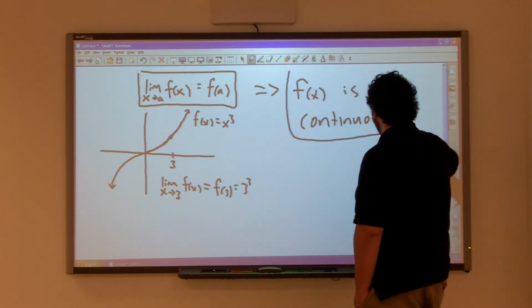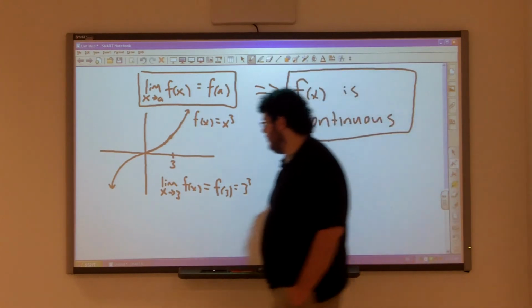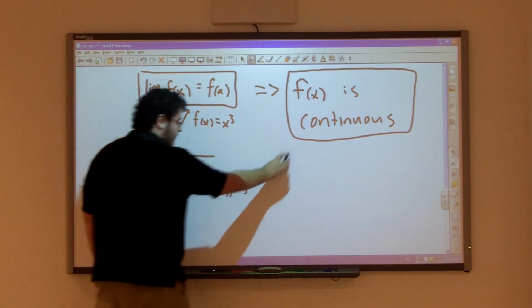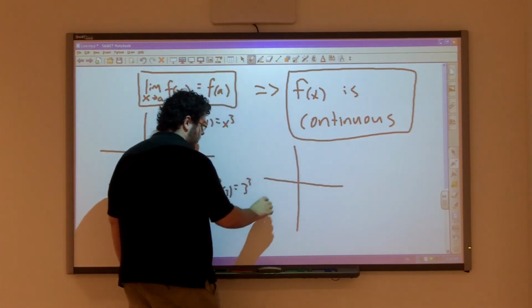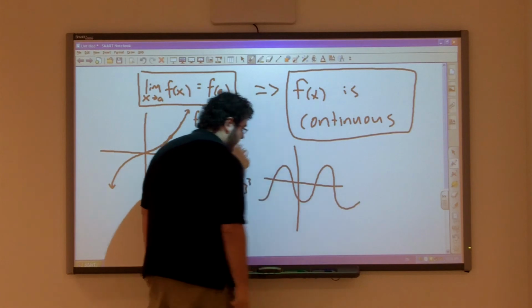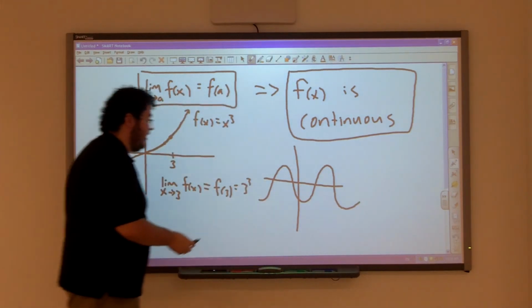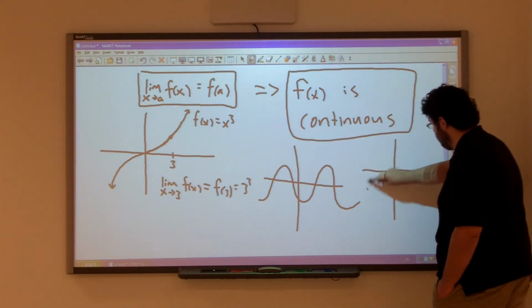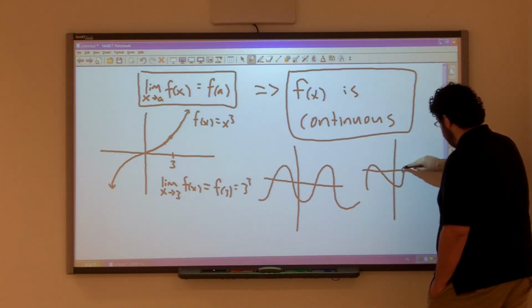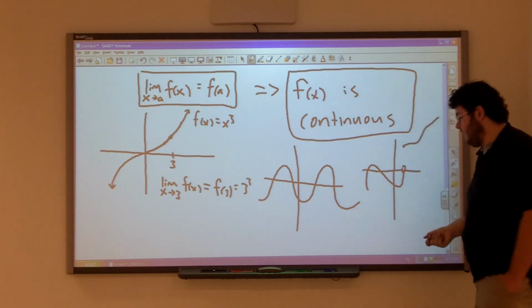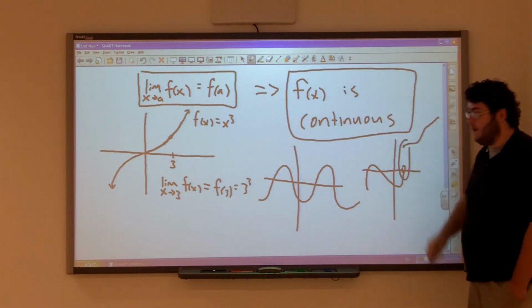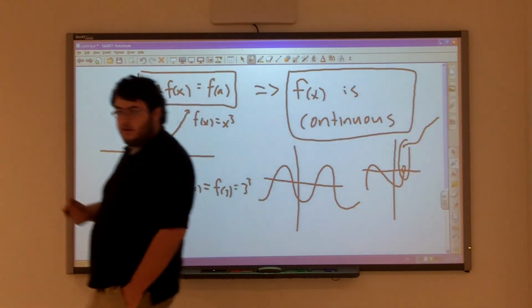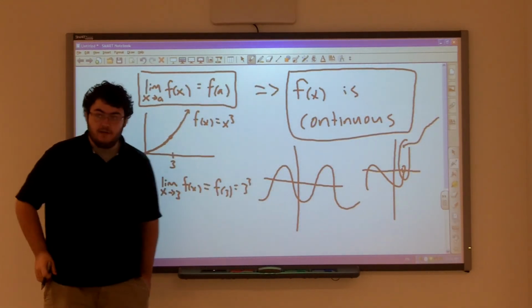So, a simple, non-rigorous definition of continuous is, can you draw the graph without picking up your pencil? Well, I can draw this without picking up my pencil. However, I can't draw something like that without picking up my pencil because there's a discontinuity right here. It's not continuous at that point. So we say that that graph is not continuous.